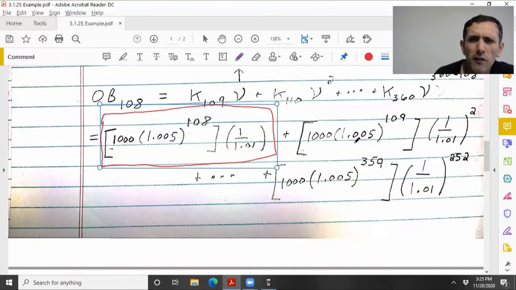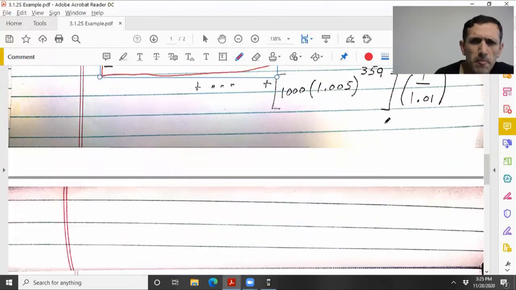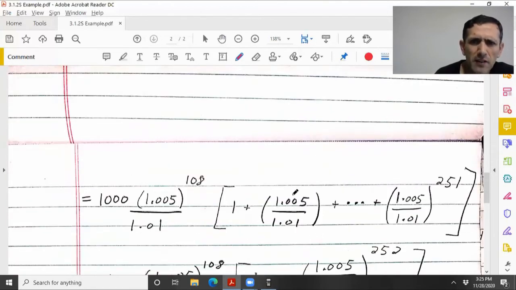Now, if you factor it out from this one here, I'm factoring out a 1.01, so this becomes a 1. I'm factoring out the 1,000 times 1.005 to the 108, so this becomes a 1 here. So you get exactly this here.